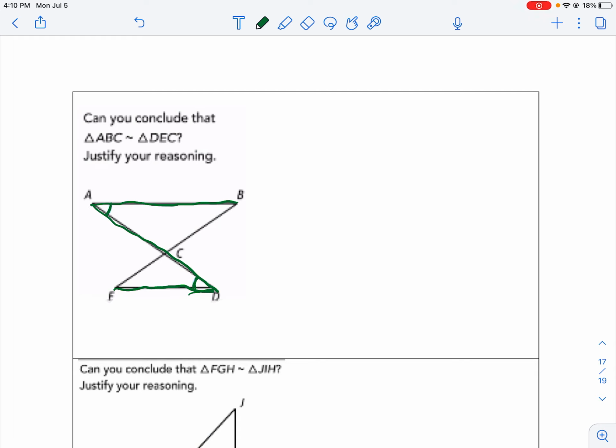Therefore, we have parallel lines right here, which means the measurement of angle B equals the measurement of angle F. But if you look, C is in both of them, right? C, this is a vertical angle. The measurement of angle C equals the measurement of angle C because of vertical angles. Therefore, these two triangles are in fact similar.